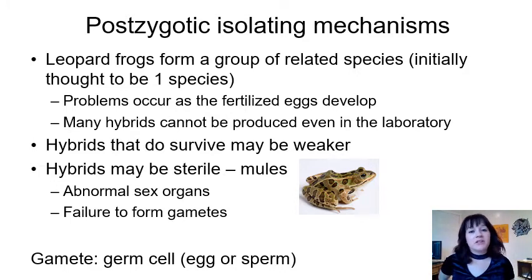Alternatively, these two species may be able to mate and produce hybrids that survive, but they may not be as fit, so they may not reproduce as well. For example, mules. This is a horse and a donkey that mate together. They have abnormal sex organs and they cannot reproduce. They're sterile.